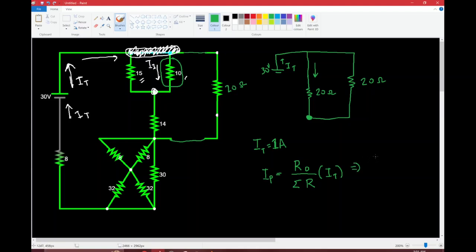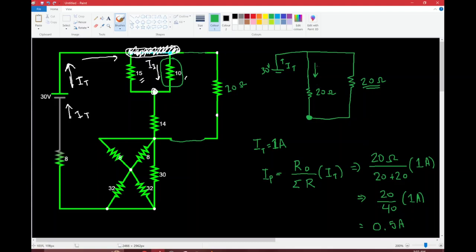the resistance of the other path is 20 ohms, and the sum of the resistances is just 20 plus 20, so 20 ohms plus 20 ohms. And so what we're going to get is 20 over 40. And sorry, I forgot IT again, which is just 1 amp. And move IT over here as well. And what you're going to get is 0.5 amps. So 2 over 4 is 0.5. 0.5 times 1 amp is equal to 0.5 amps.